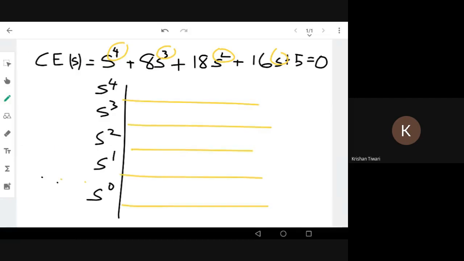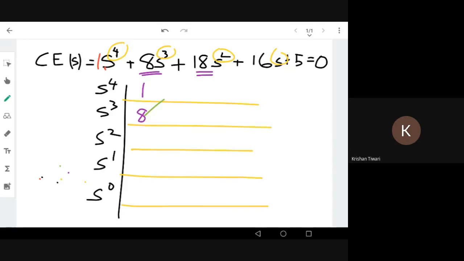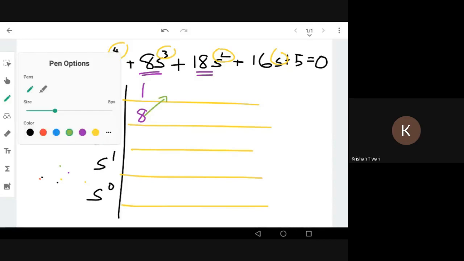Now, how to start? You have to start with the coefficient of s raised to 4, which is 1. So we write 1 here, the first element. Now the second element is 8, so 8 should be in the second row. Now what is the third element? 18. It should go zigzag, so 18 comes here in the first row.